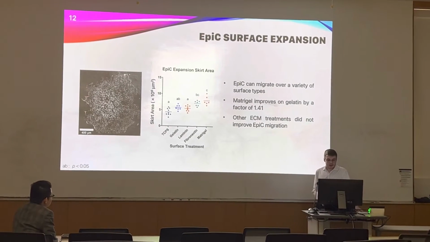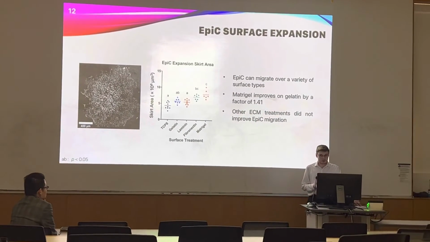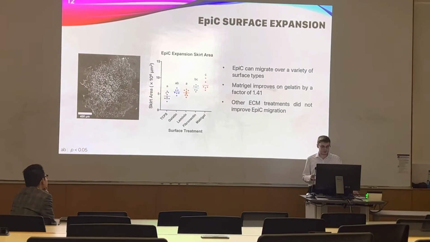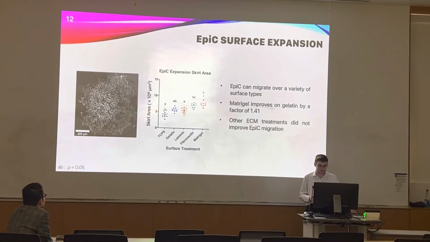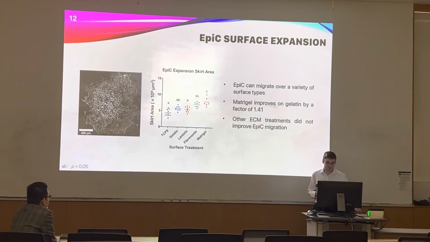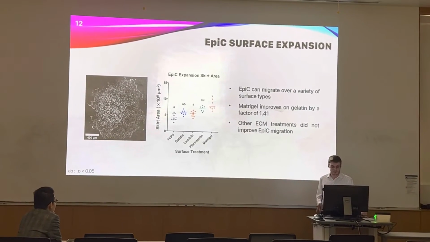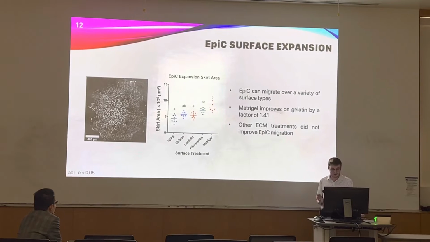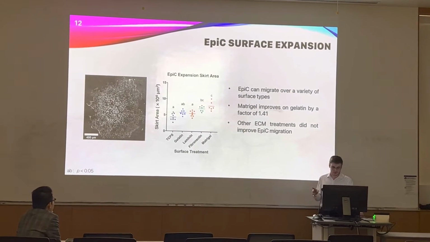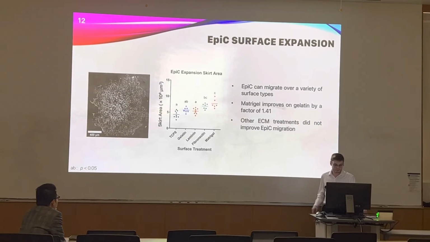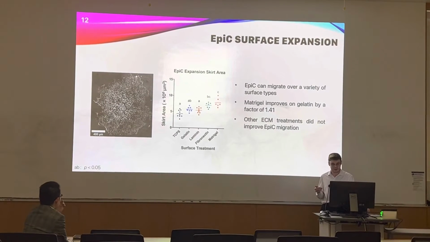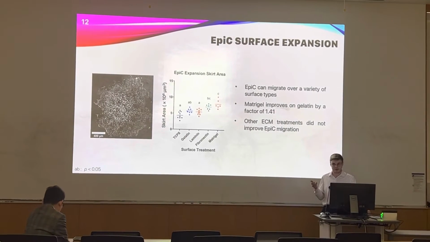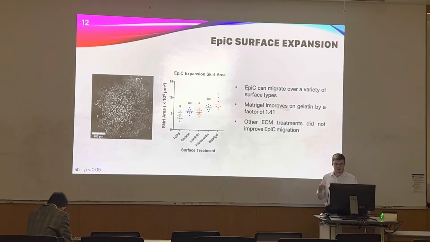I was also interested in how EPICs would respond to various extracellular matrix coatings. We segmented microtissues expanded over various surface types, and our results indicate that the growth factor-reduced Matrigel provides the most favorable substrate for EPIC migration, improving on 0.1% gelatin by a factor of 1.4. The other surface treatments didn't improve on gelatin. I note that while Matrigel is the best substrate for EPIC migration, it's also expensive and proprietary, and the cells do grow just fine on gelatin, so that should be okay for these purposes.